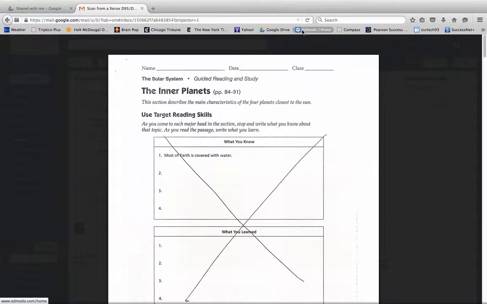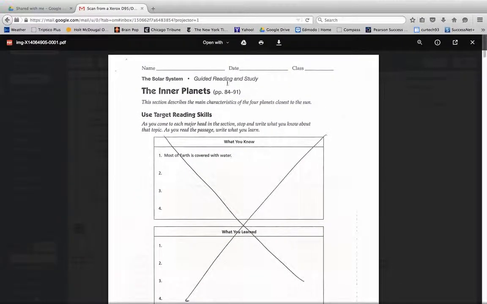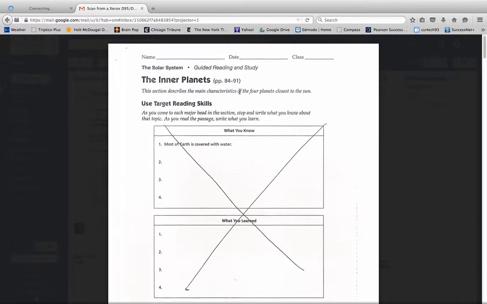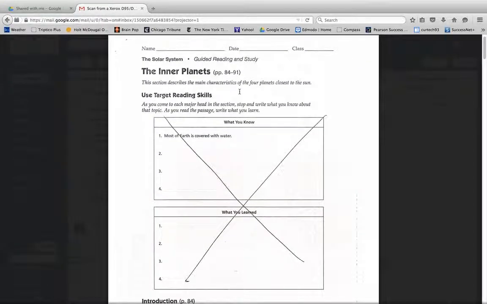Hello, we're going to go over the guided reading for Chapter 3, The Inner Planets. This is pages 84 to 91. Now, our learning target is to understand the differences between the inner and outer planets and know characteristics of each planet. As I go through this guided reading packet, make any corrections you need to.